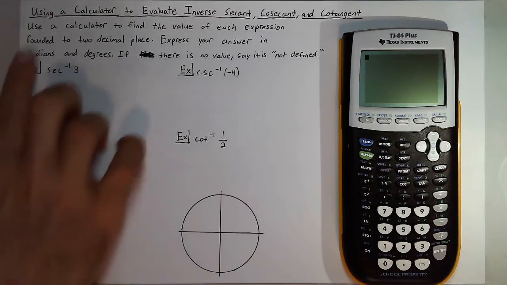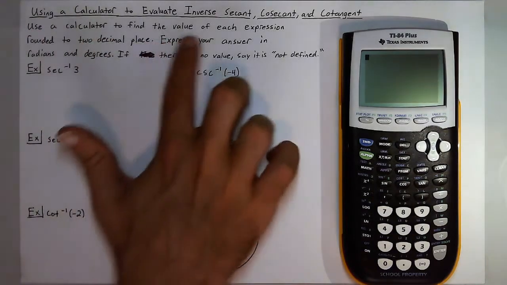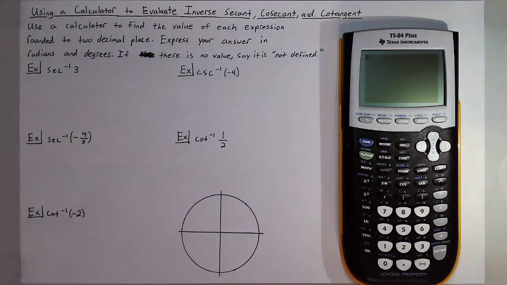So for these 5 problems, we're going to use a calculator to find the value of each of these expressions rounded to 2 decimal places, and express our answer in radians and degrees, and if there happens to be no value, we say is not defined, and we'll discuss that if it comes up.